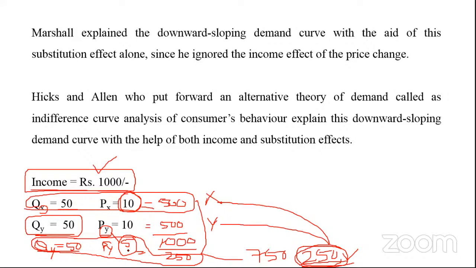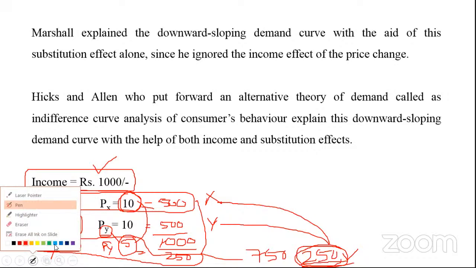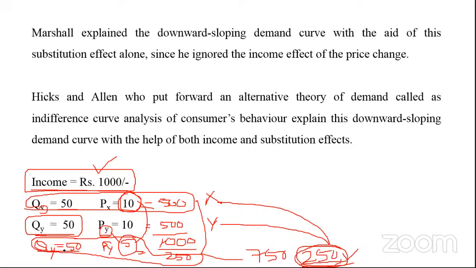For example, here is 5 rupees. The price falls from 10 rupees to 5 rupees. At that time, how much quantity is he able to purchase? The price of the Y good is reduced to 5 rupees, so he has the ability to purchase up to 100 units of the good Y. Because the price is lower, the good Y becomes cheaper, so his substitution will be done more. 50 units of the X good and 100 units of the Y good give 1000 rupees. His entire budget will be exhausted by purchasing 50 X and 100 Y.